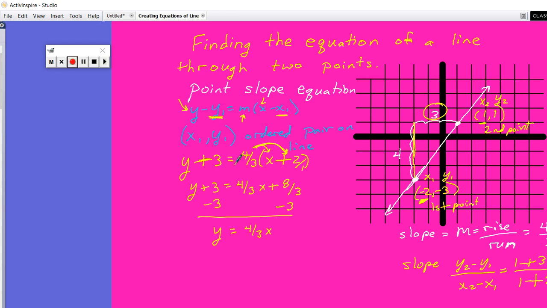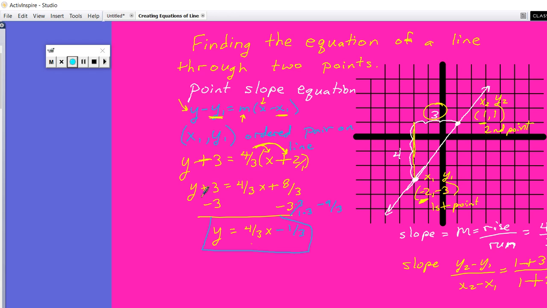When I subtract 3, that's 3 wholes. So I need to get common denominators, because this is 8/3. This 3 is over 1, so I need to multiply it by 3, which makes it -9/3. Now 8/3 minus 9/3 is -1/3. So that is the equation of the line. That's in slope-intercept form, and we're good.